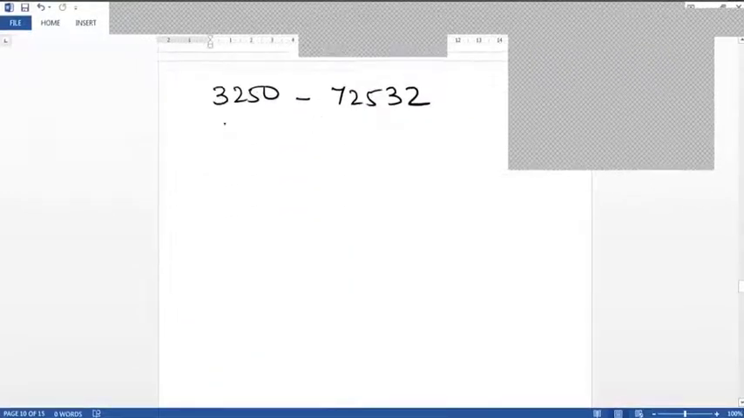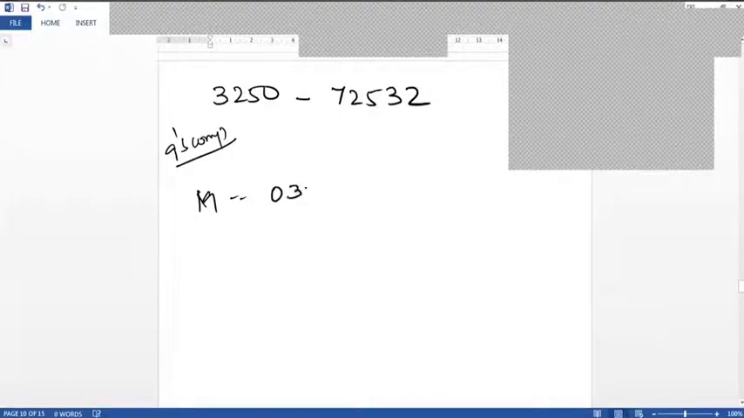Carry out this subtraction using 9's complement. So my m will be 03250. n is 72532. Everyone's hands should be moving. All of you, I want all these sums to be written in your notebook.